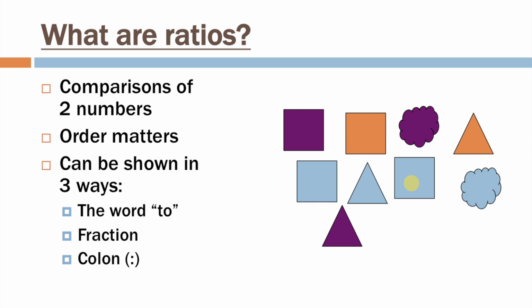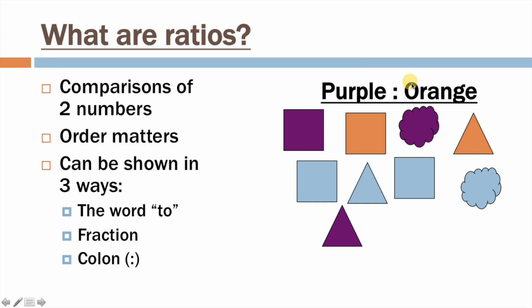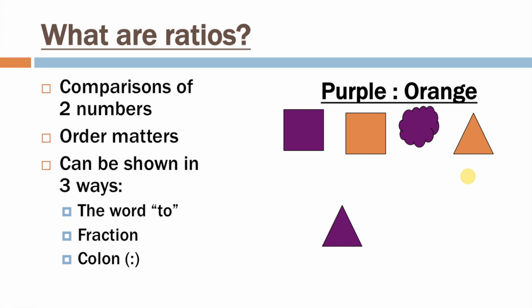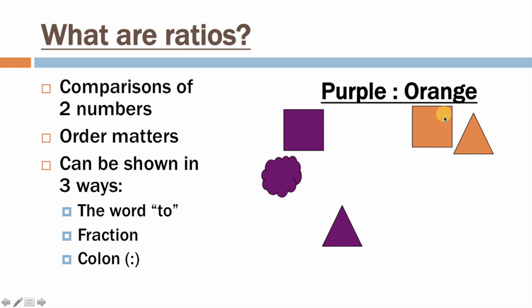So here's the question. What is the ratio of purple shapes to orange shapes? Again, that's purple shapes to orange shapes. If we're only talking about purple and orange, do we need any blues? I don't think so, so let's get rid of them. And now we're talking about the ratio of purple shapes to orange shapes. So I'm going to rearrange them so all my purples are together and all my oranges are together.